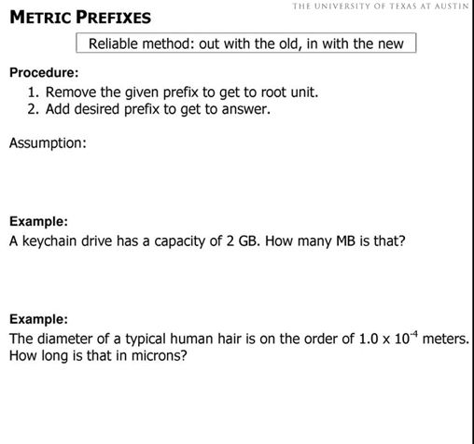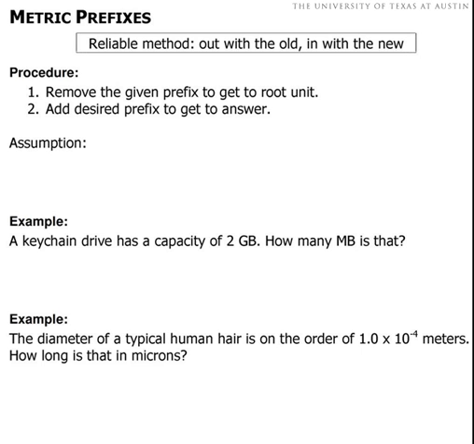A reliable method that works for many students is just to get rid of the old prefix and then get into the new prefix. That often requires two steps, but it's reliable and works pretty much every time, as long as you got the ratios right. So let's see how this works.